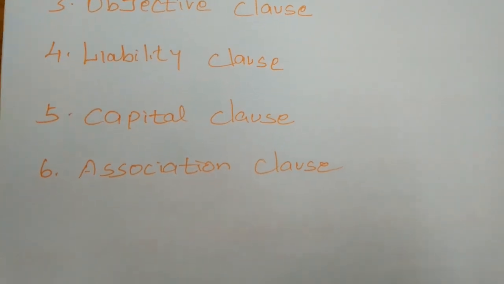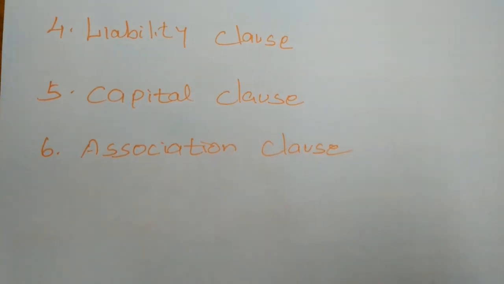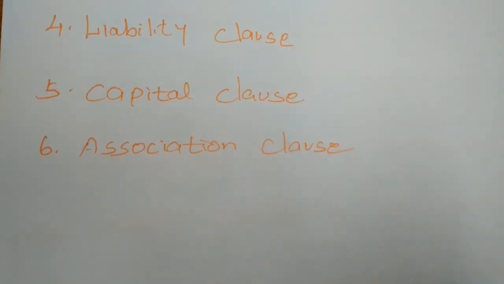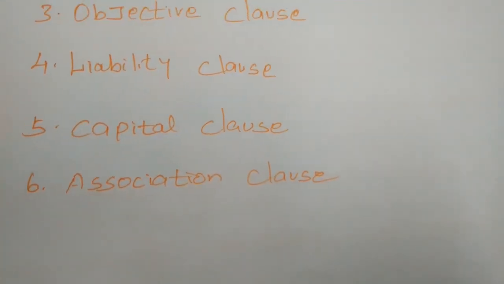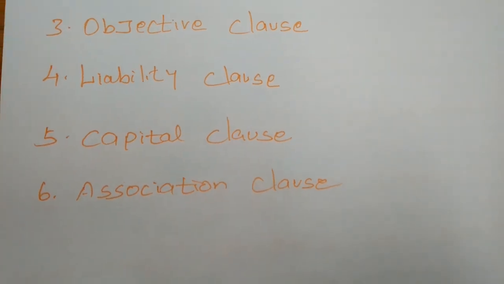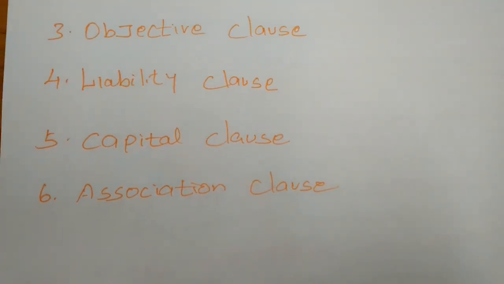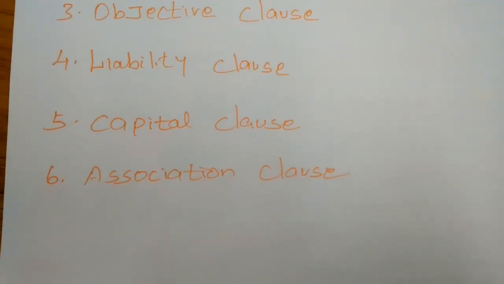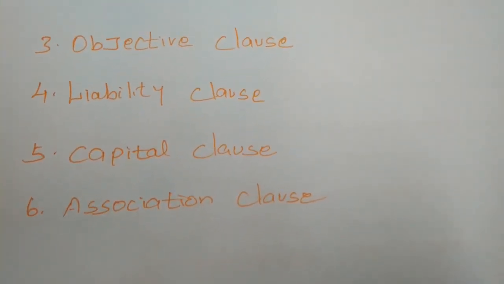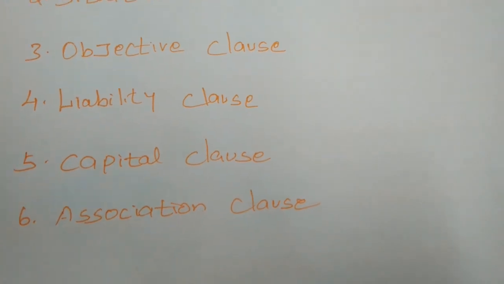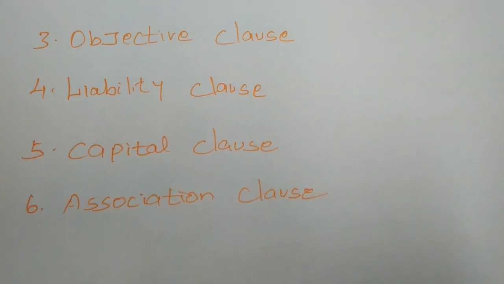Next, the capital clause. The capital clause requires stating the company's authorized share capital, the different categories of shares, and the nominal value of the shares. So every company will fix the nominal value for their company shares, and the share capital for every member and shareholder. And what categories or types of shares are issued by the company, everything will be mentioned in this capital clause.